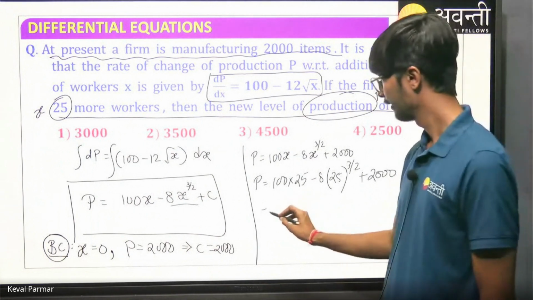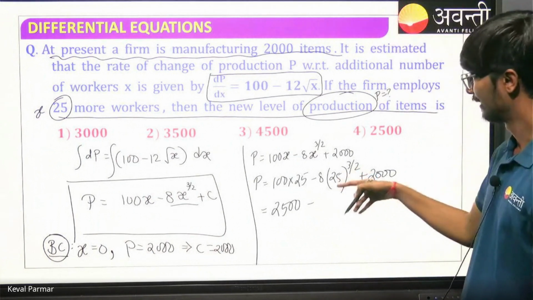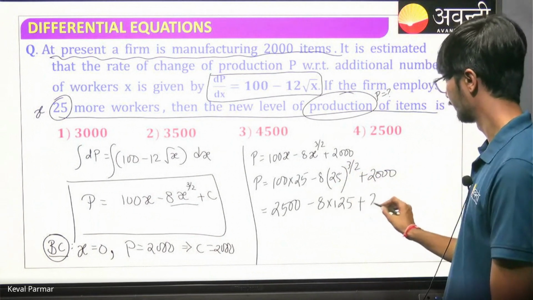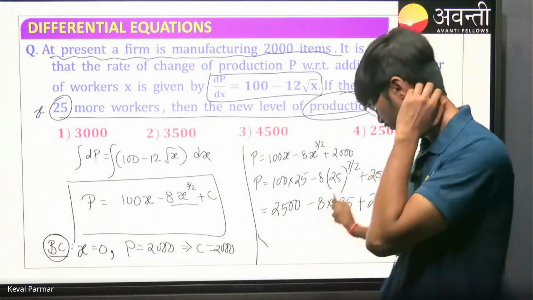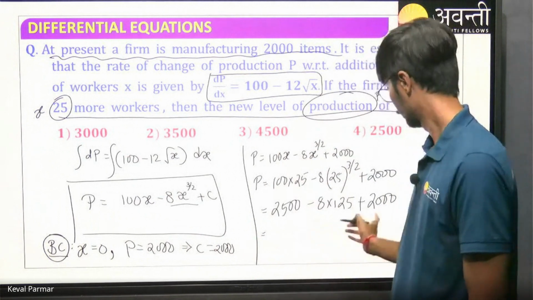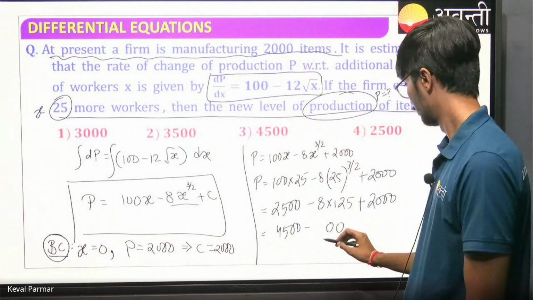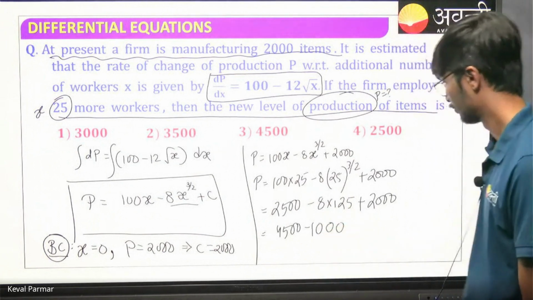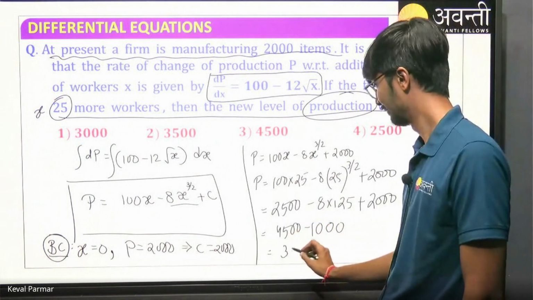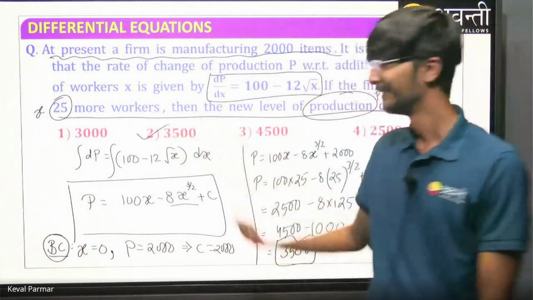So 100 into 25 is 2500, minus, square root of 25 is 5 and then cube, 125. So 8 into 125 plus 2000. What is 125 into 8? So I'll add, 4500 minus 1000, right? Yeah. So which is equal to 3500. So what is my answer? It is option B.